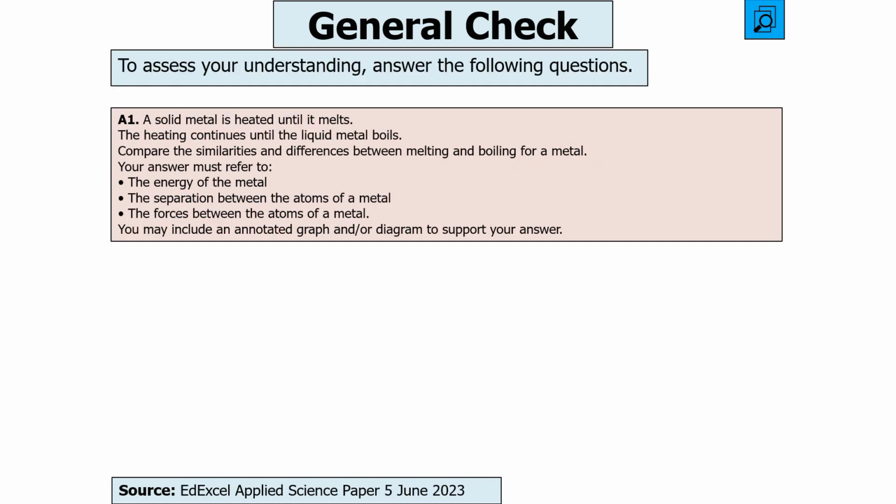The next question says, a solid is heated until it melts. The heating continues until the liquid metal boils. Compare the similarities and differences between melting and boiling for a metal. Your answers should refer to the energy of the metal, the separation between the atoms of a metal, and the forces between the atoms of a metal. So pause the video now, then unpause the video when you want to go through your answer.